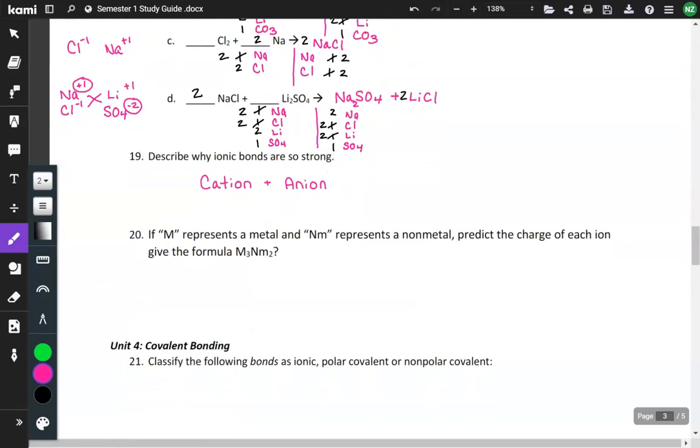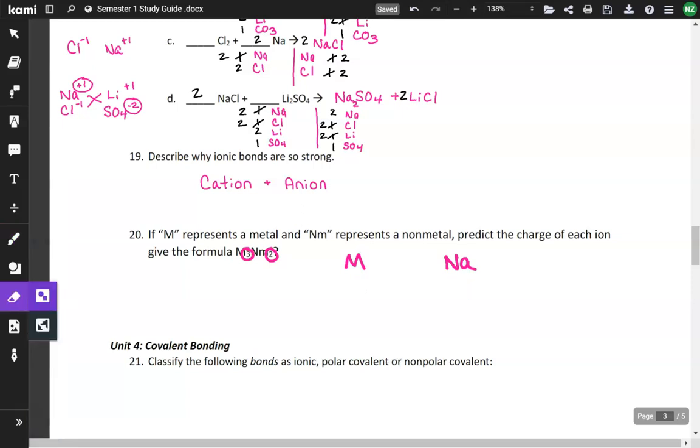Okay. If M represents a metal and NM represents a nonmetal, predict the charge of each in the formula M3N2. All right. So here you have 3 and 2. So M can't be plus 1 because if it was plus 1 and there were 3 of them, the total charge would be plus 3. If the same was true for Nm, it would be plus 2.